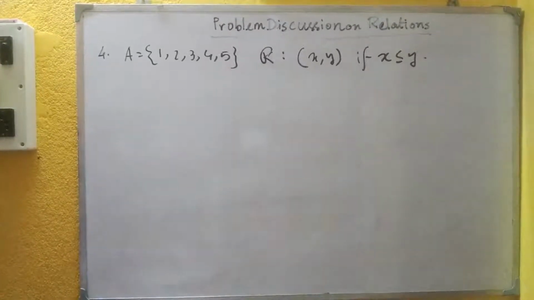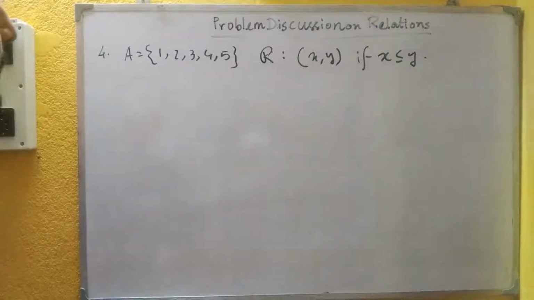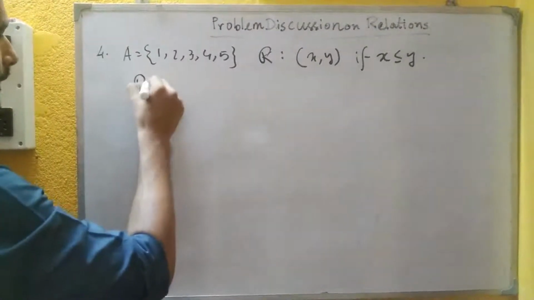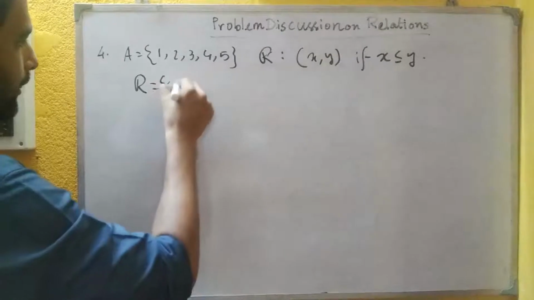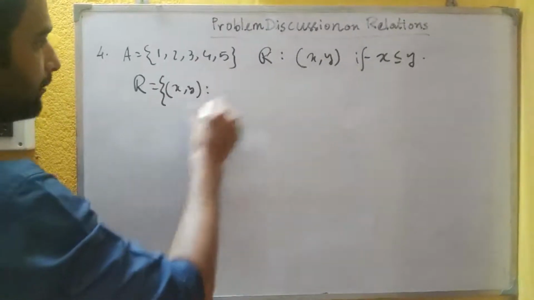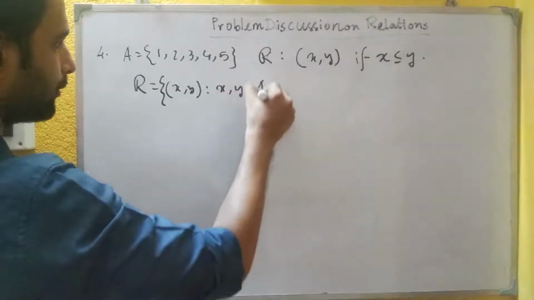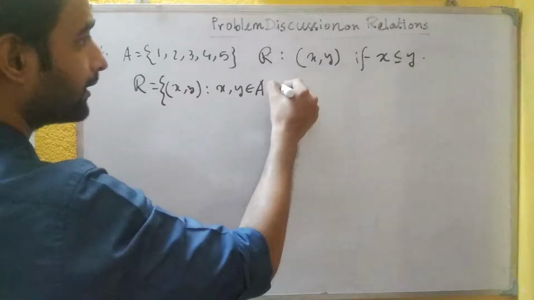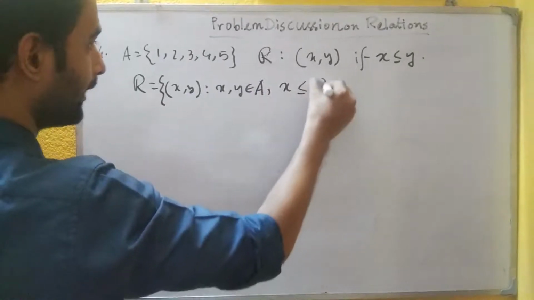So let us first write the relation in set builder form. We can write it as the ordered pairs (x, y), where x and y are from the set A and x is less than or equal to y.